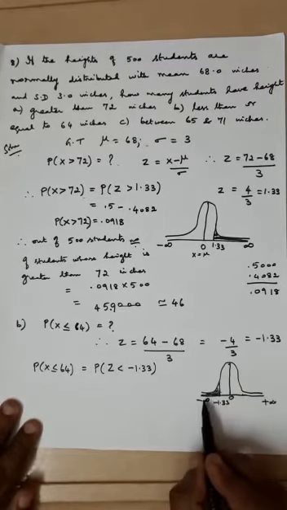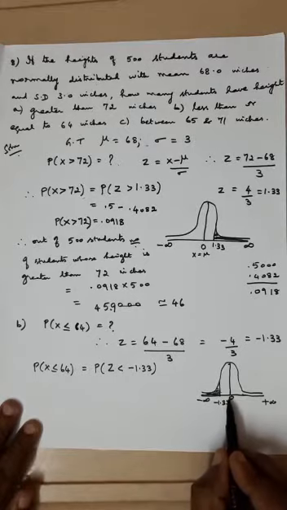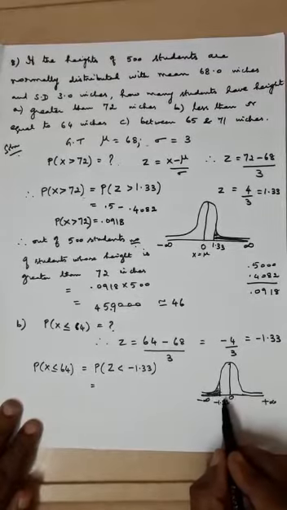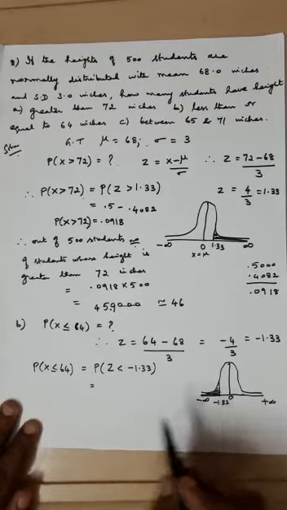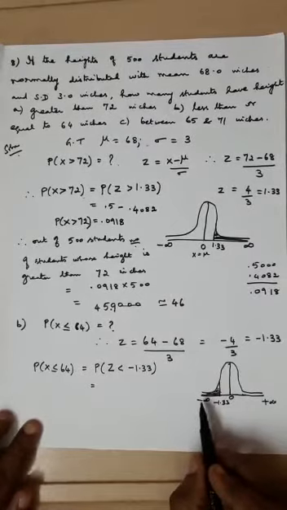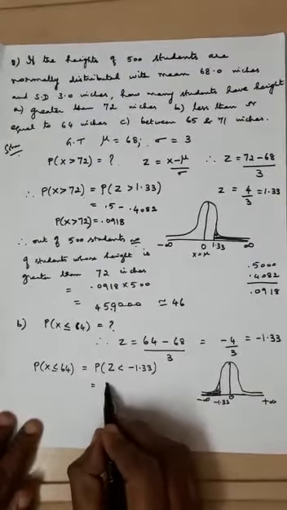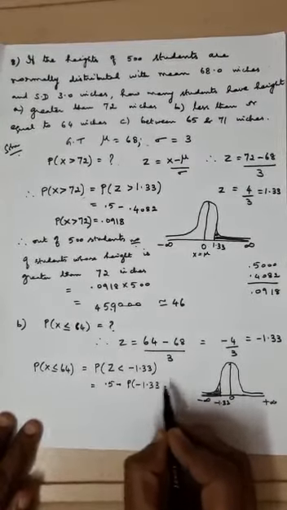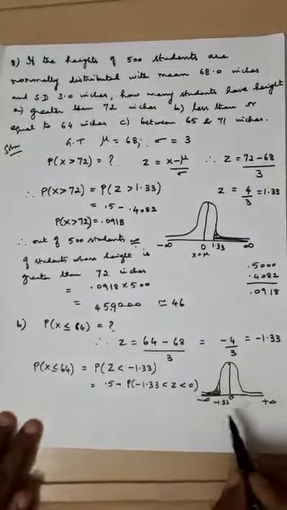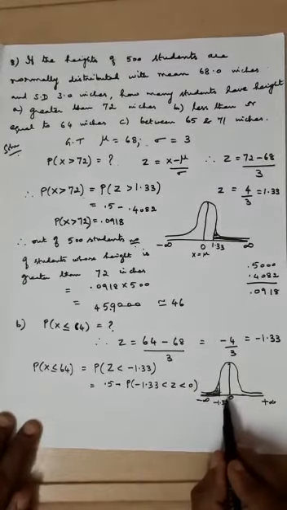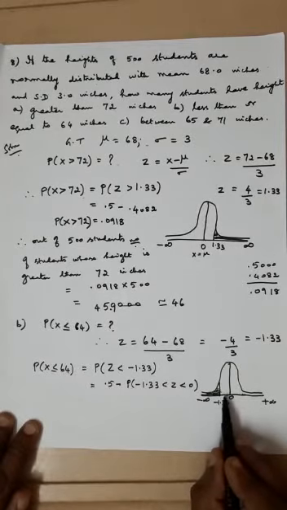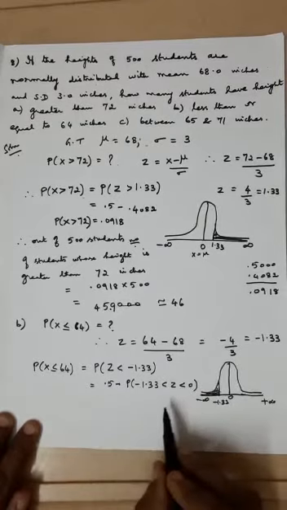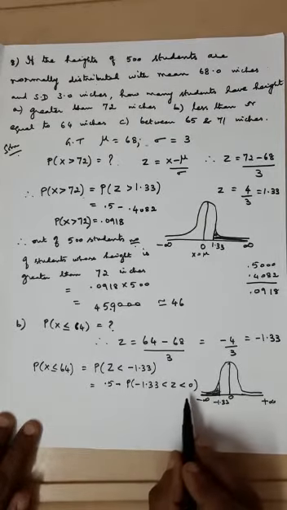So this is the shaded area which we want, less than minus 1.33. Now again we know that the area from minus infinity to 0 is 0.5. So from 0.5, if I subtract the area from minus 1.33 to 0, we will get the required area, that is the shaded area. So it is 0.5 minus P of minus 1.33 less than Z less than 0. From the total area 0.5, we subtract the unshaded part to get the shaded area which is wanted.